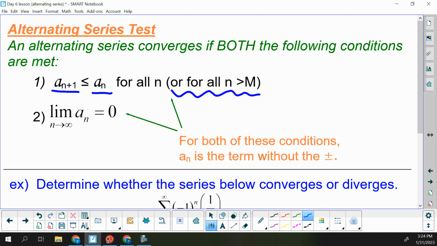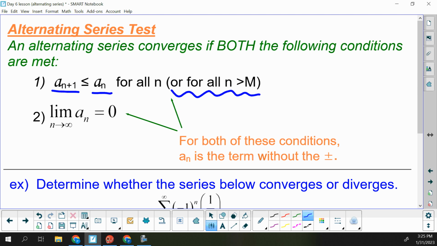Now, the second one is the individual terms. So that's what a_n is. As n goes to infinity, the value of the individual terms has to go to 0. A reason that makes sense is if that second thing is not going to 0, that's something we've seen is an automatic diverges by the nth term test. For any series to converge, the individual terms have to go to 0.